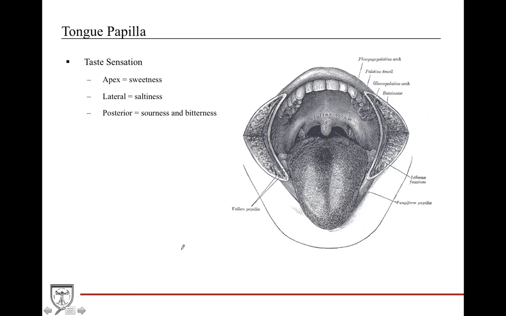So when we talk about taste sensation, this is kind of interesting to talk about. The apex of the tongue, right around here, is where you detect sweetness. Laterally, over here, is where you detect saltiness. And the posterior area is where you would detect sourness and bitterness.